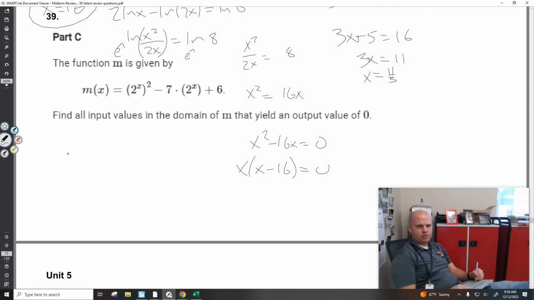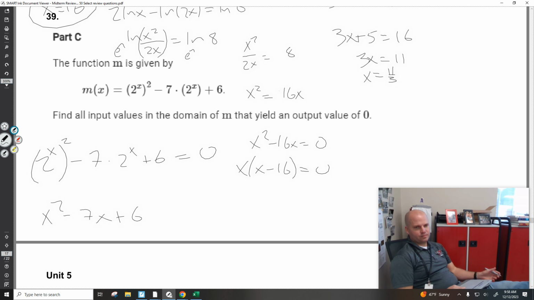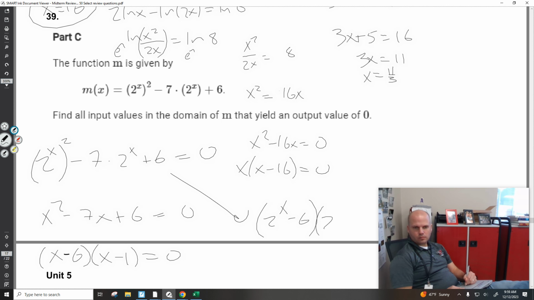When does this output 0? This is 2 to the 2x minus 7 times 2 to the x plus 6. When does that output 0? This is not the way you do it. This is actually a tricky question. I've seen this before. You got to realize what this looks like. This looks like x squared minus 7x plus 6, which factors to be x minus 6 times x minus 1. This is a tough question, which means this turns into 2 to the x minus 6 times 2 to the x minus 1.